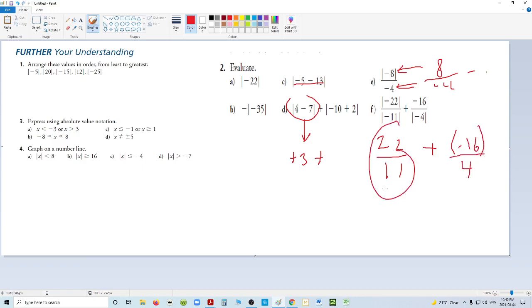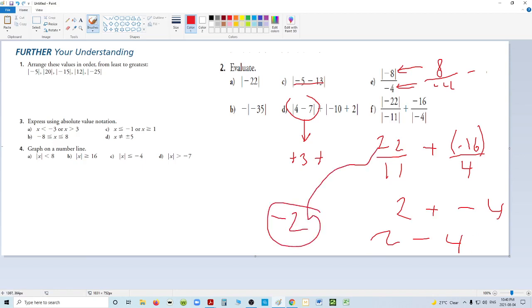So what's 22 divided by 11? It's 2. Plus, what's minus 16 divided by 4? It's minus 4. What's a plus minus? It's 2 minus 4. What's 2 minus 4? Minus 2. So the answer to that complicated one is minus 2. And you just got to resolve each thing in BEDMAS order before you ever add them.